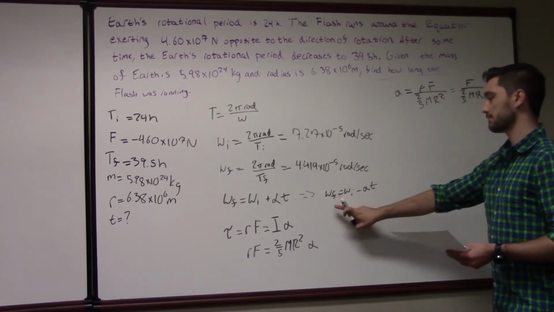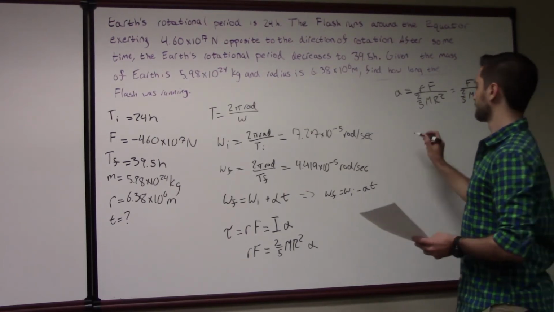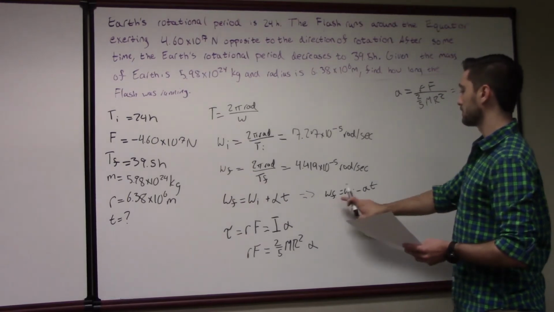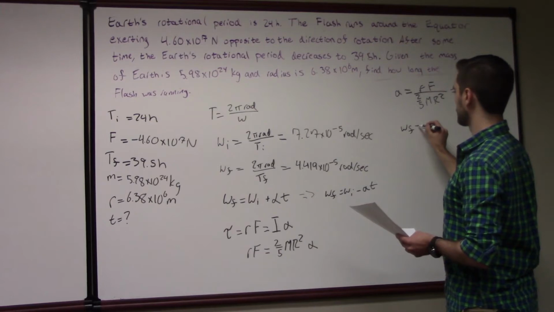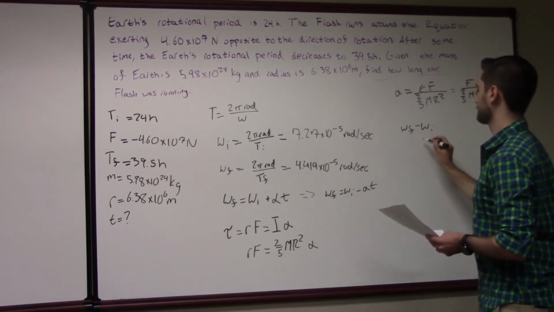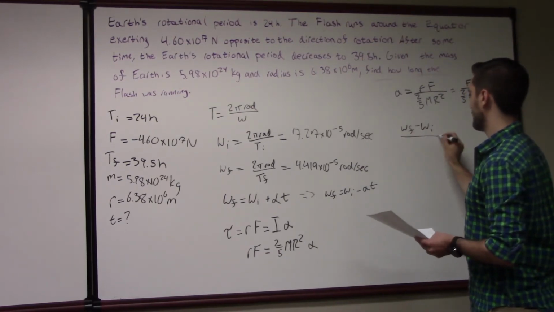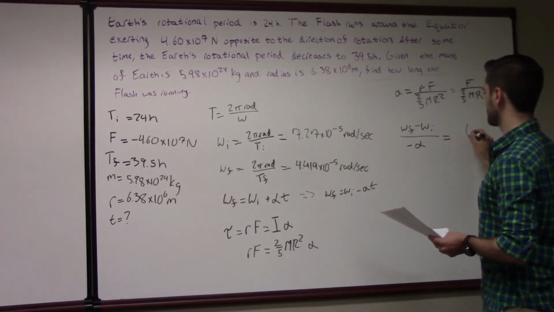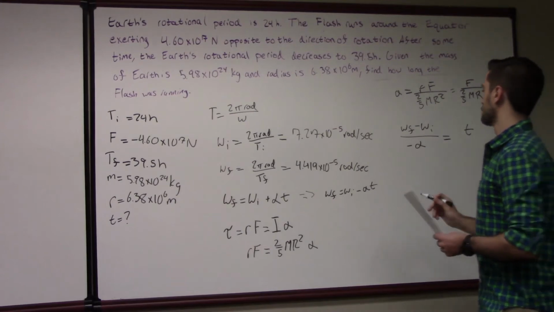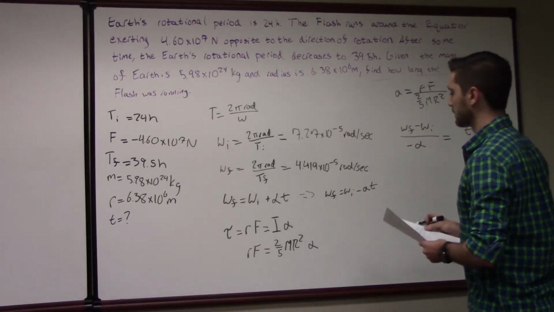Alright, so the next thing I'll do is I will rearrange this equation for t. Now that we know omega f, we know omega i, and we know alpha. So I will subtract omega i, and then I will divide by alpha. So we have omega f minus omega i, and then divided by the negative alpha, equal to t. Okay? So now I'm just going to plug in everything I know.